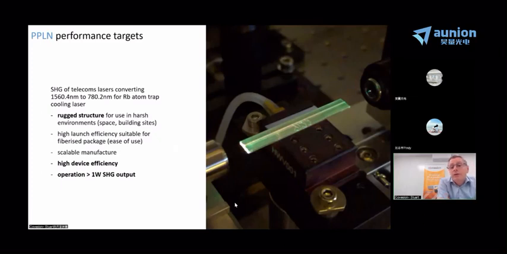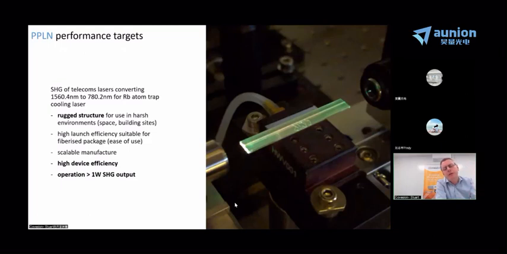The nonlinear optical device needs to be rugged. It needs to be of use in harsh environments, be that space or aerospace or land-based vehicles. The device itself needs to be able to be packaged.